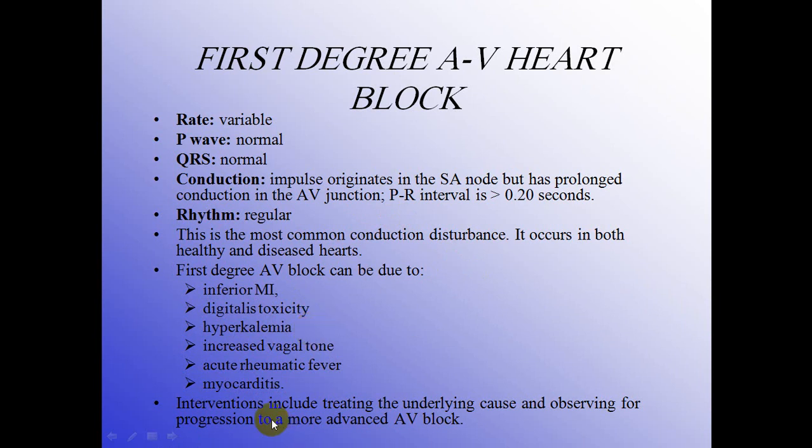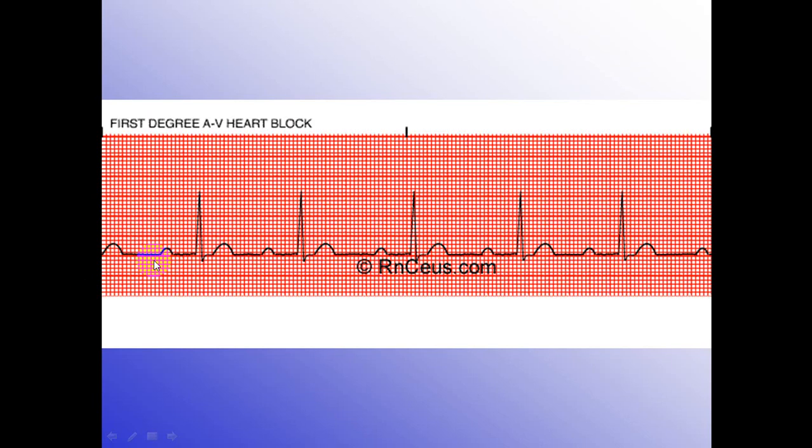The intervention includes treating the underlying cause in first degree heart block and observing for progression to more advanced AV block, which is unlikely. If we look at the ECG, P QRS complex, P QRS, P QRS, and regular equidistant RR. But what's abnormal is the prolonged PR interval. It might reach near the T wave, so it is mild to severe. This prolonged PR interval is called first degree heart block.